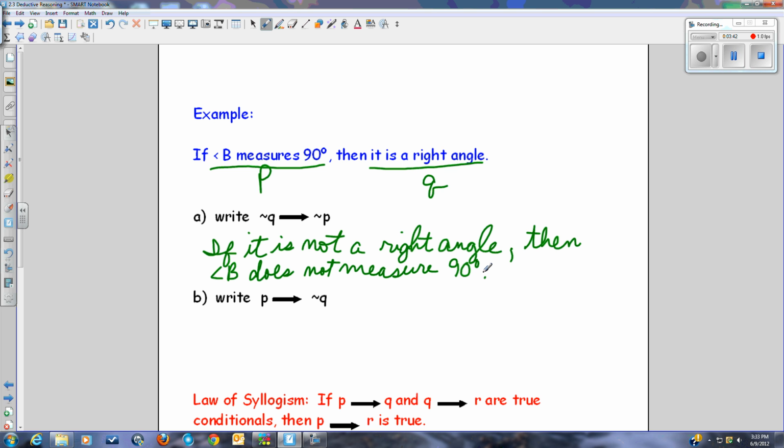Now, part B of this, write if P, then not Q. So, if P means if angle B measures 90 degrees, then not Q means then it is not a right angle.